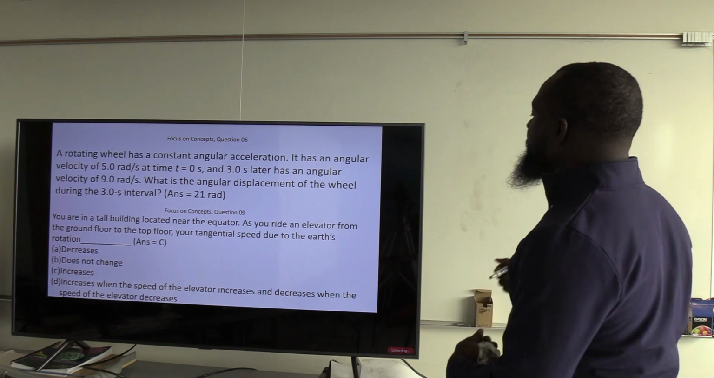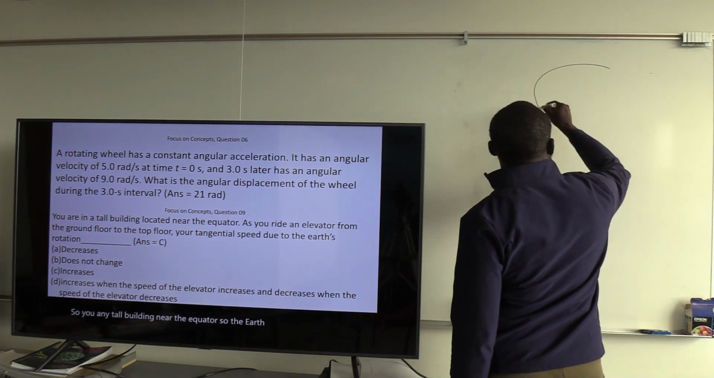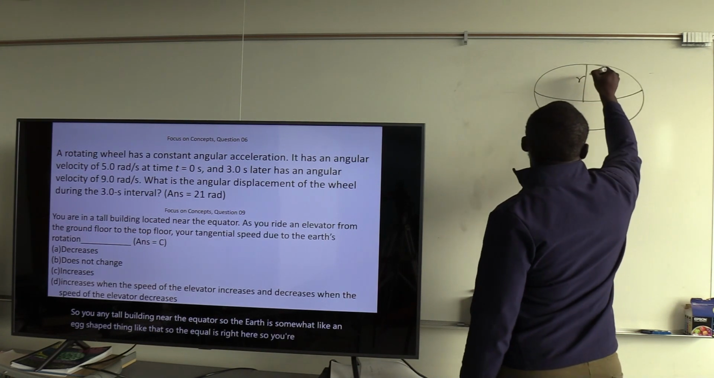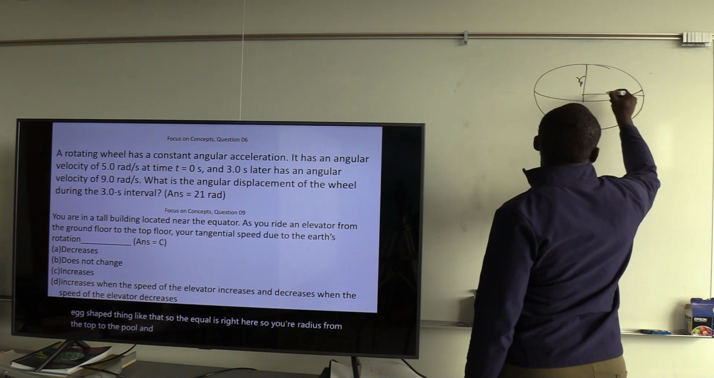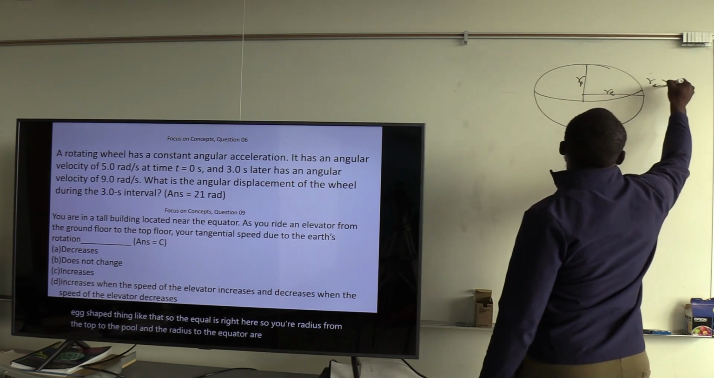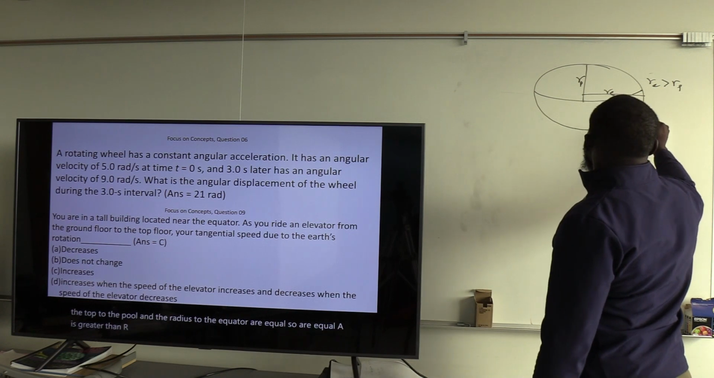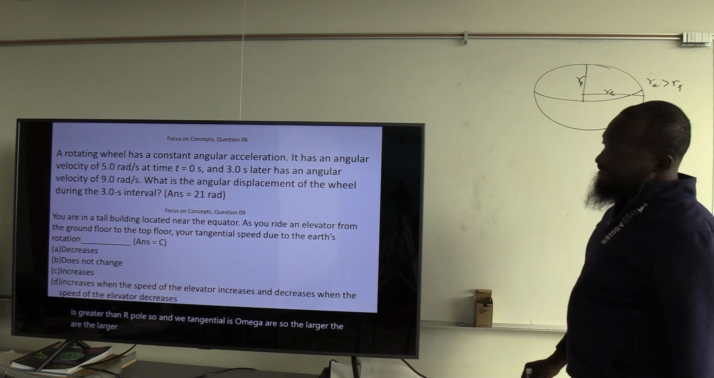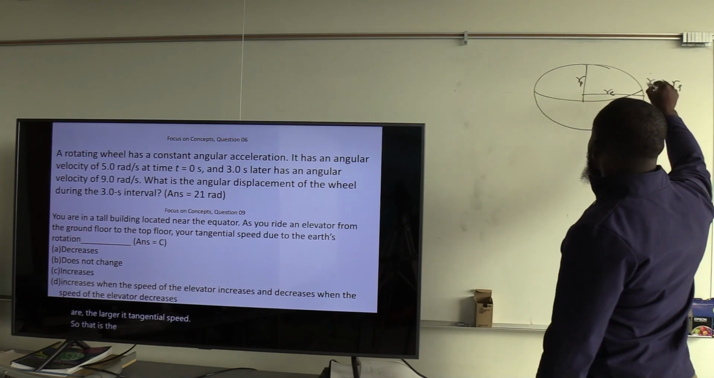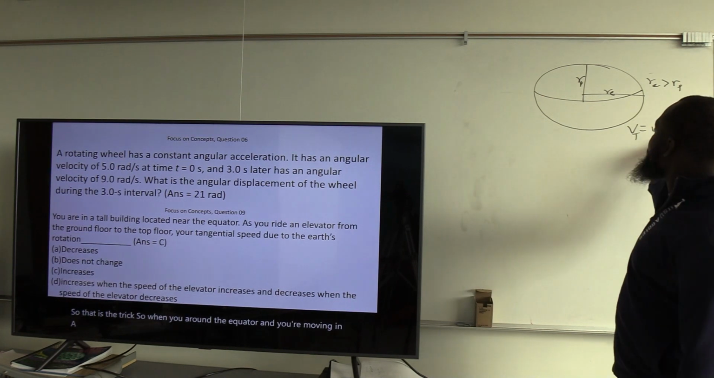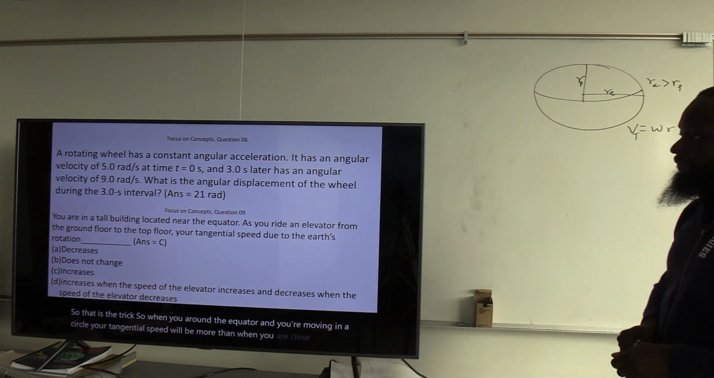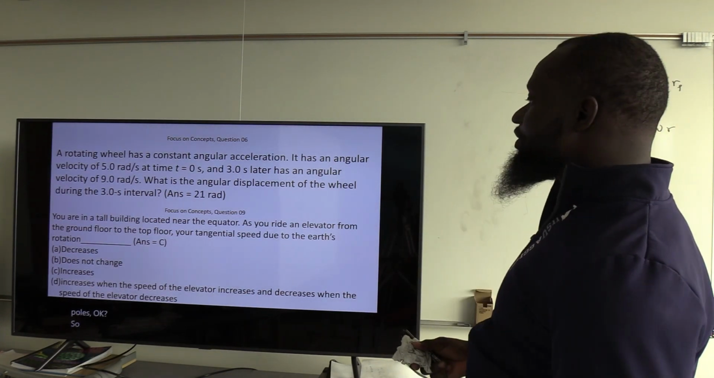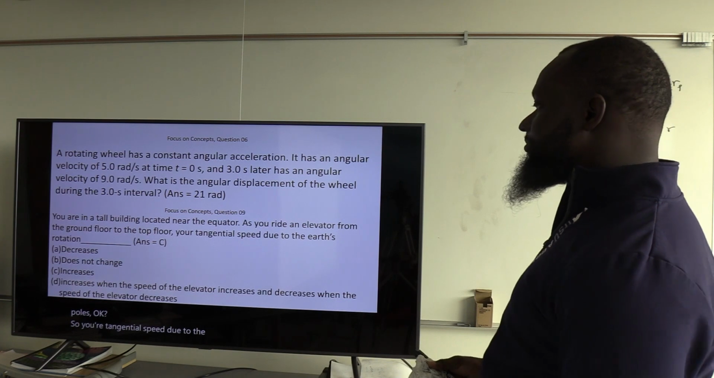So you're in a tall building near the equator. The Earth is somewhat like an egg-shaped thing like that, and the equator is right here. So your radius to the pole and the radius to the equator, R equator, so R equator is greater than R pole. And V tangential is omega R. So the larger the R, the larger the tangential speed. That is the trick. So when you're around the equator and you're moving in a circle, your tangential speed will be more than when you are close to the poles, okay? So your tangential speed due to the Earth's rotation is going to increase.